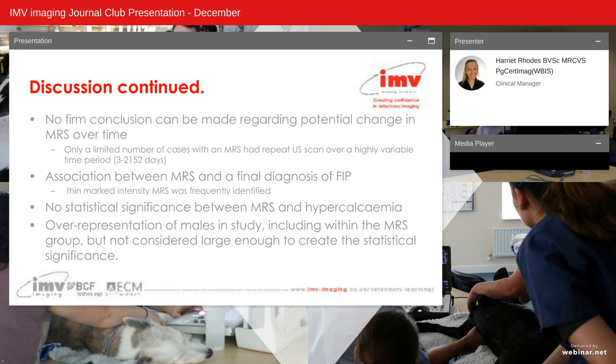an incidental finding. Furthermore, there was no statistically significant association between the medullary rim sign and hypercalcemia in this study, which is interesting, as from possible etiologies you may assume a link. However, the absence of documented total hypercalcemia doesn't exclude possible previous episodes or an ionized hypercalcemia. And as you may have noticed, there was an overrepresentation of males in this study, 300 males to 186 females, with a slight overrepresentation within the medullary rim group. However, it was not considered by the authors large enough to create the statistical significance that has been seen.